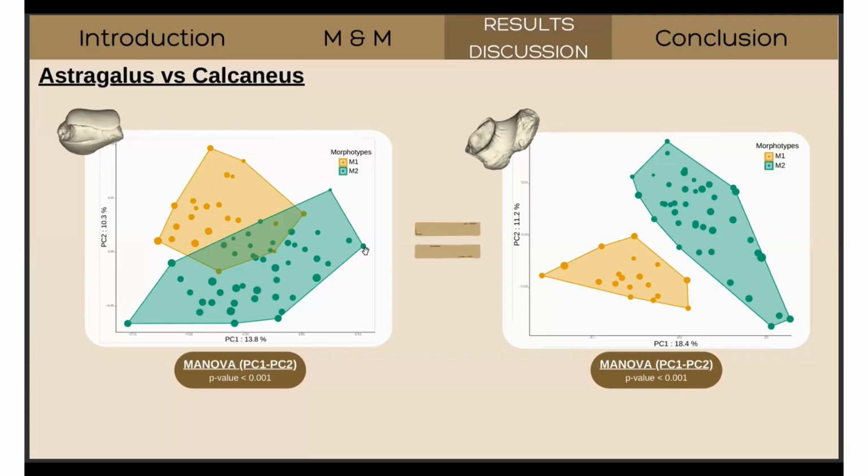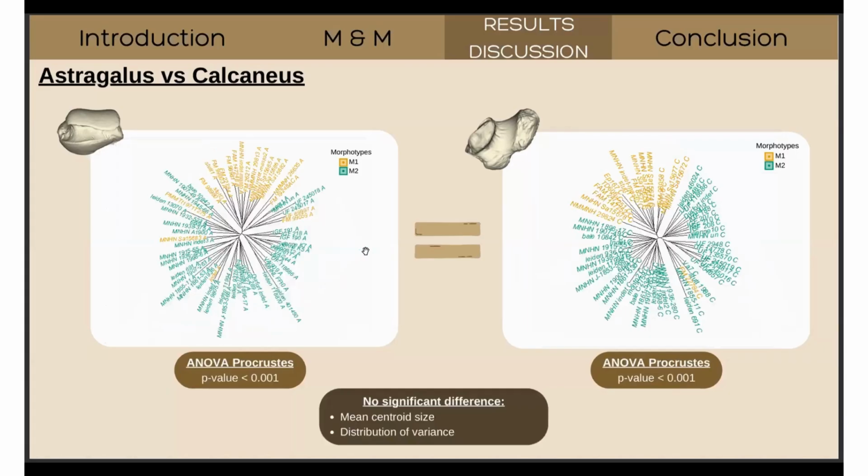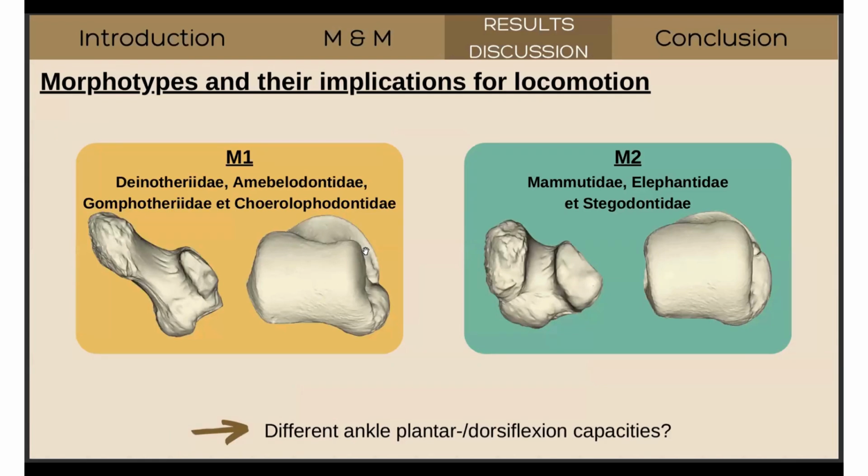But here we were only testing on a small part of the variance, so I checked the difference taking into account 100% of the variance with a Procrustes ANOVA, and the results are significant for both bones. So I now consider them to be two different morphotypes that have similar composition in terms of size and body mass. And since the astragalus and calcaneus are highly involved in the ankle joint, these morphological differences may have an impact on the locomotion of the specimens, particularly during plantar and dorsiflexion, so extension and flexion of the ankle.